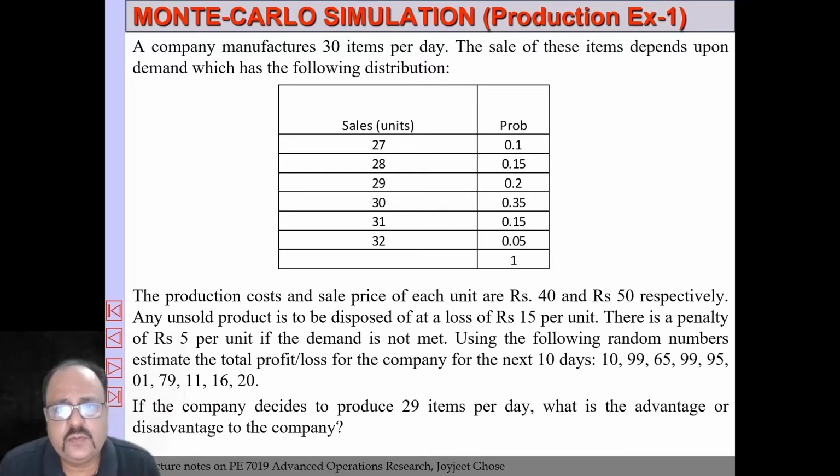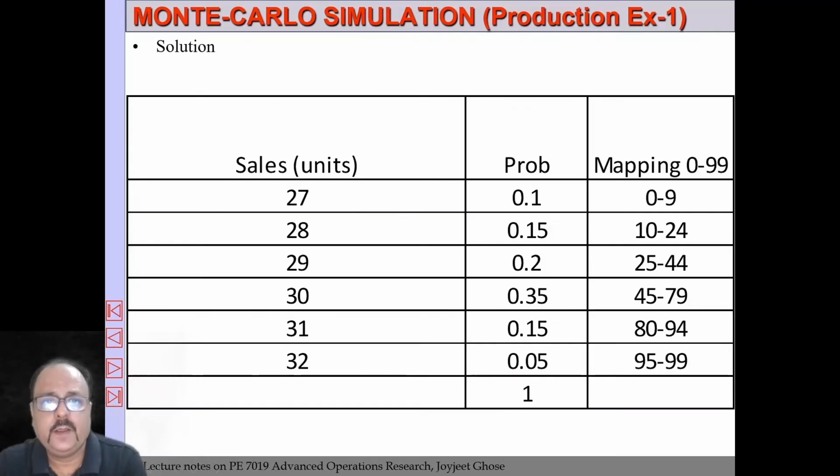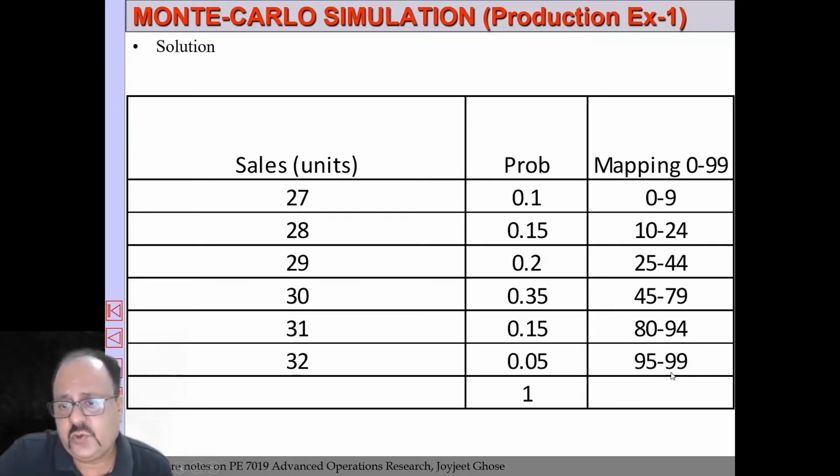So this problem will be solved by the Monte Carlo simulation method. Before that, in order to find out the profit, we have to understand the logic of this. This is the sales unit. The demand may be 27, and for demand 27, the probability is 10%. So we'll map it accordingly from 0 to 100 or 0 to 99. So if the random number comes between 0 to 9, that means the probability is 10%, we are matching the probability, so the demand will be 27.